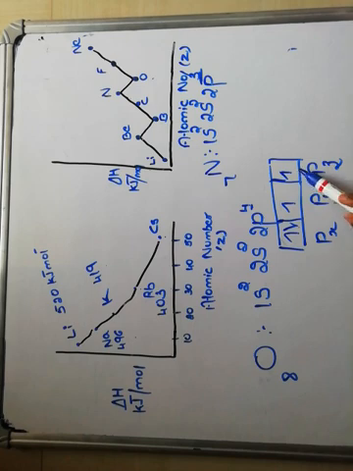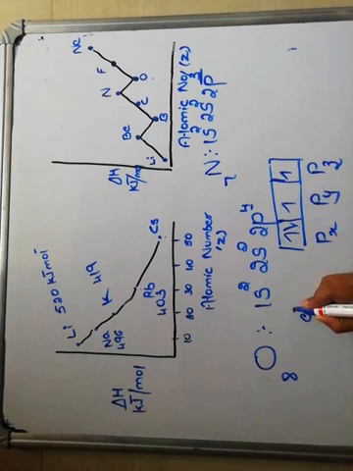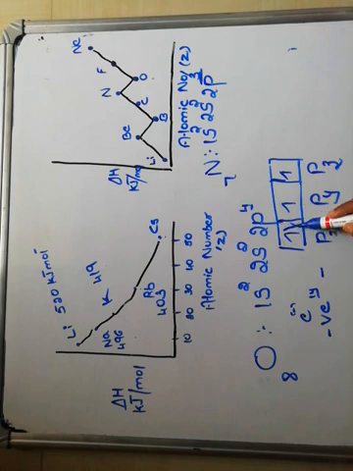When the fourth electron enters into the px orbital, what happens? Repulsion takes place. We know that electrons are negatively charged, so they repel each other. Because of this repulsion, the fourth electron can be removed very easily. For that reason, we can say that the ionization enthalpy of oxygen is less than that of nitrogen.